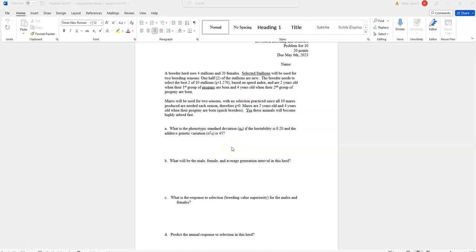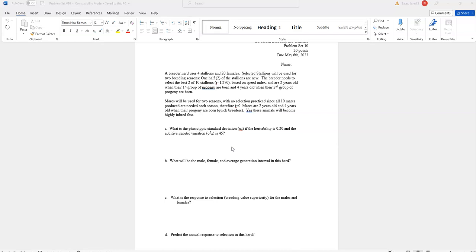So in problem set 10, we're going to go over response to selection, both on a per generation and also an annual response to selection. There are three problems here, and we're going to work through the first problem.